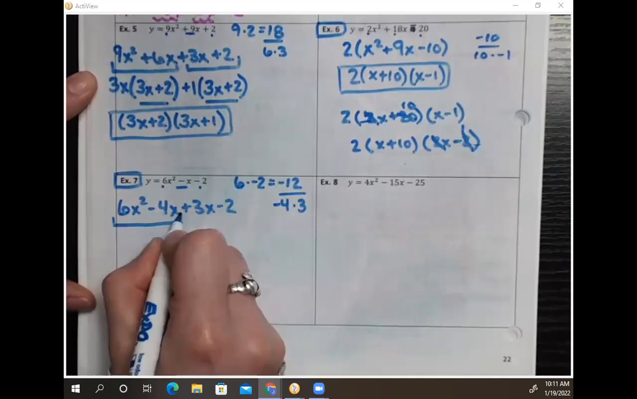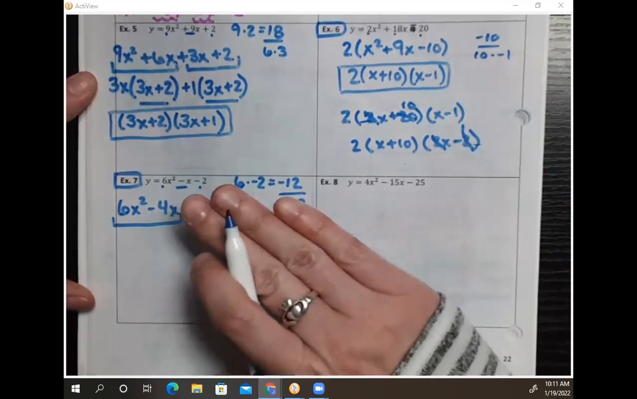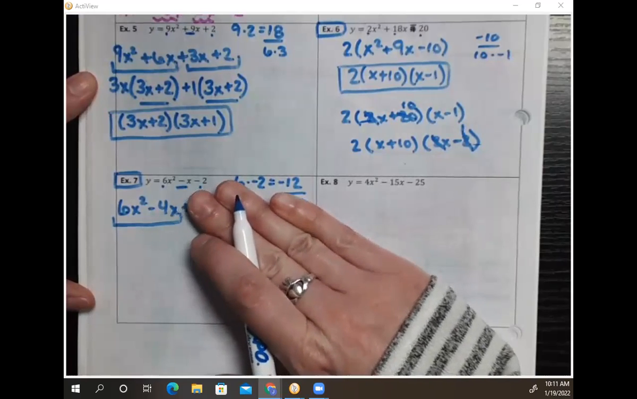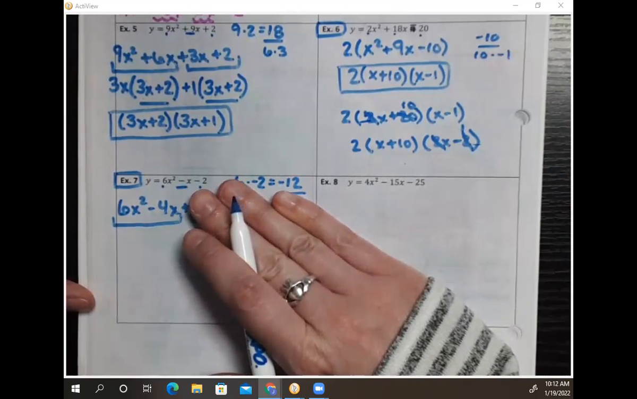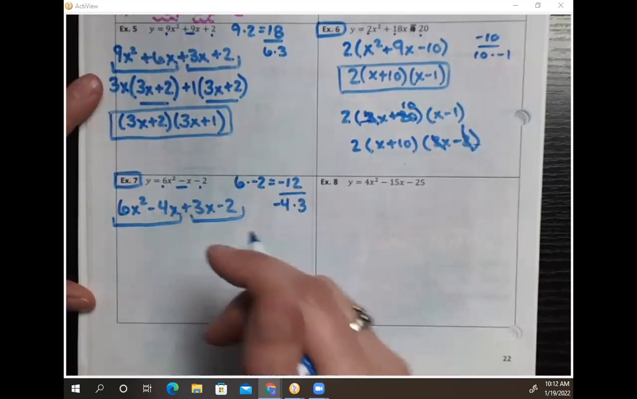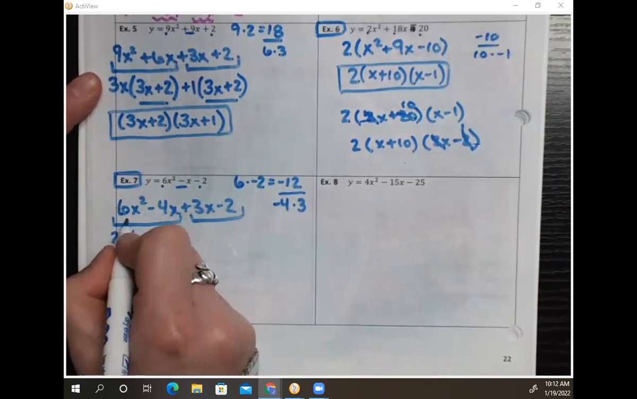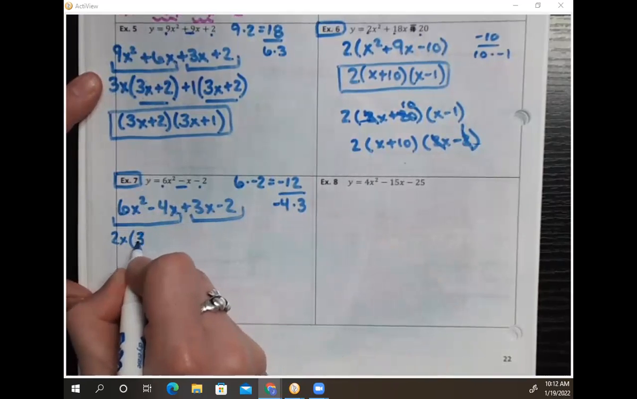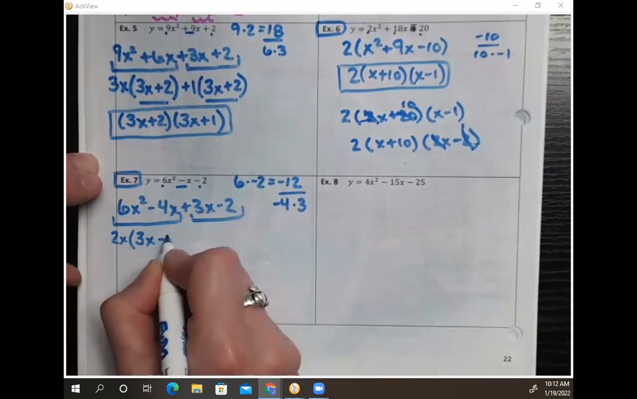And then I'm going to split this into groups. Just focusing on my first group to start, what's my GCF here? What could I divide both of these numbers by? 2. And then what else do they both have? X. So my GCF would be 2x. When I divide this first guy by 2x, I'd be left with 3x. When I divide this guy by 2x, I'd be left with negative 2.